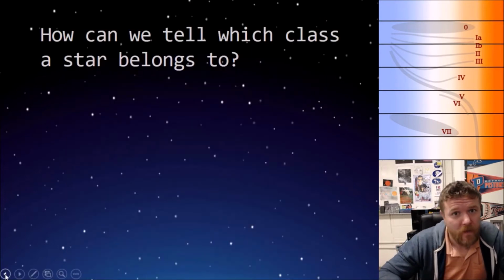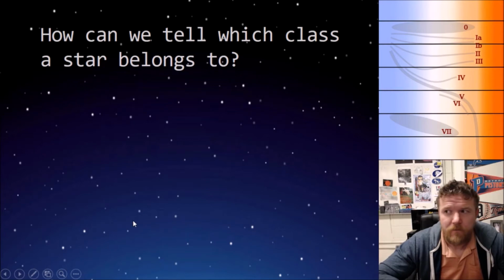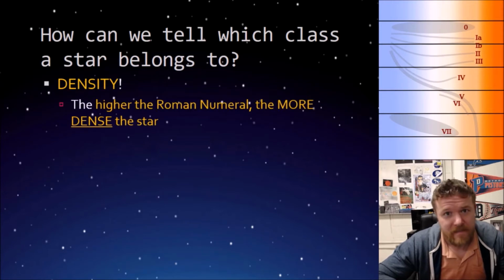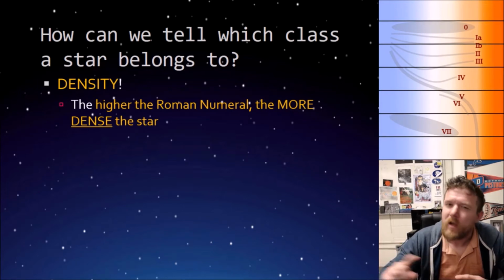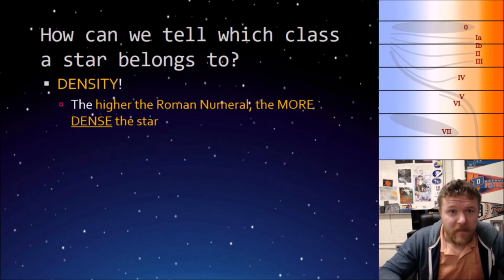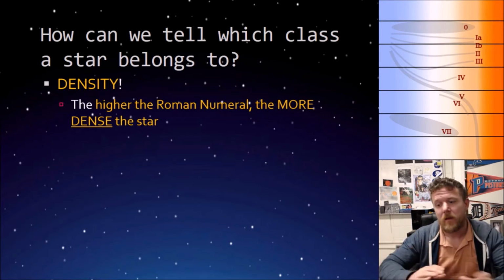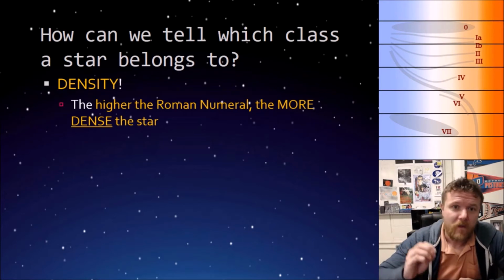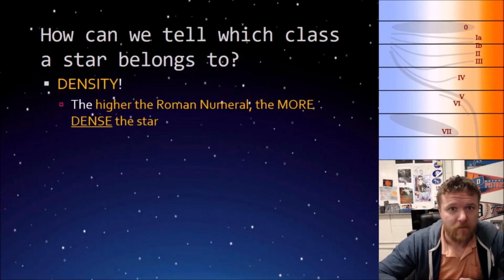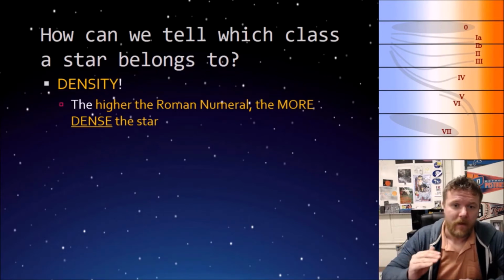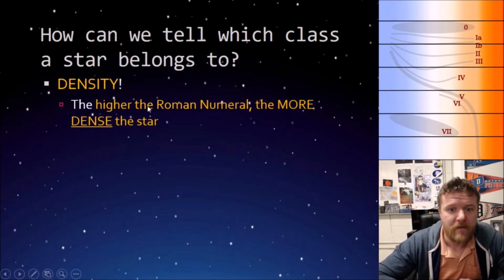How can we tell which luminosity class a star belongs to? You're probably not going to be able to guess this one, because this is out of left field. It's actually the density of a star. And I just mentioned that luminosity classes have to do with the size of the star, and we'll get to that in a second. But the density is how we place them in the different classes. The higher the Roman numeral, the more dense the star. Let me repeat that. The higher the Roman numeral, the more dense the star.